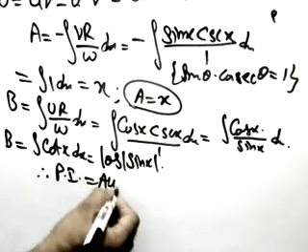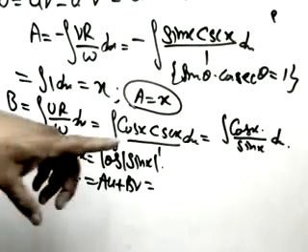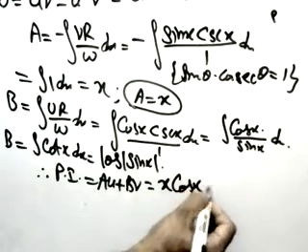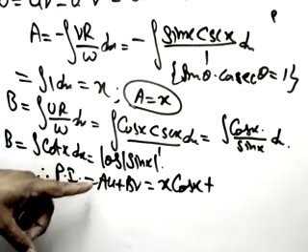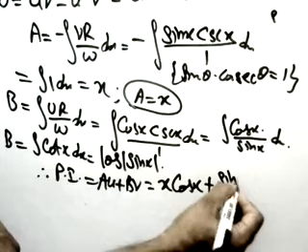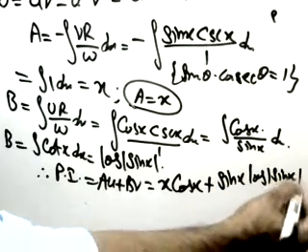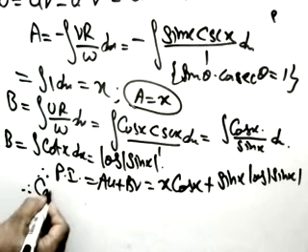Therefore, the particular integral formula we just wrote is a into u plus b into v. The value of a we just got is x, into u which is cos x, plus b into v. V is sin x, I'm adding sin x here, into b which is log of mod sin x. So we got all this particular.